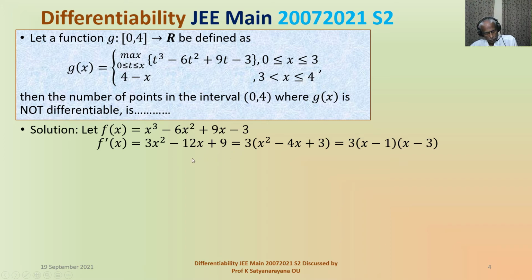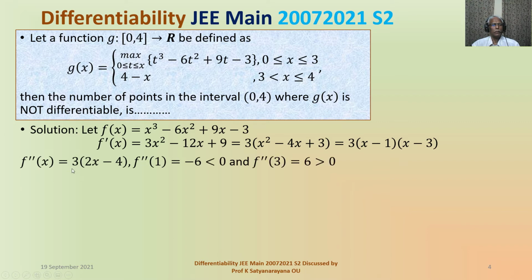Now its second derivative is calculated, that is equal to 3 into 2x minus 4, and the value of f double prime at one of the critical points, that is at x is equal to 1, will be 3 into 2 minus 4, that will be minus 6, which is less than 0, and hence there is a maximum at x is equal to 1. And at x is equal to 3, f double prime 3 is 6, greater than 0. There is a minimum at x is equal to 3.